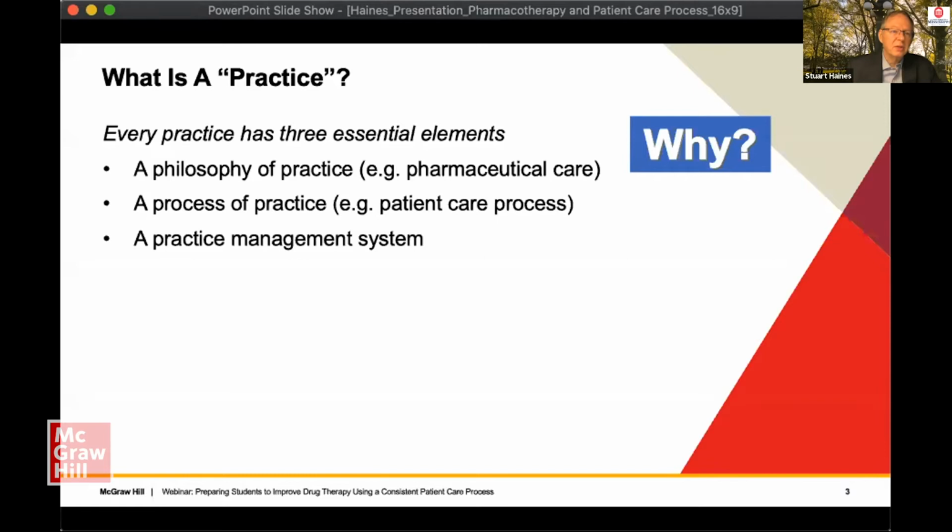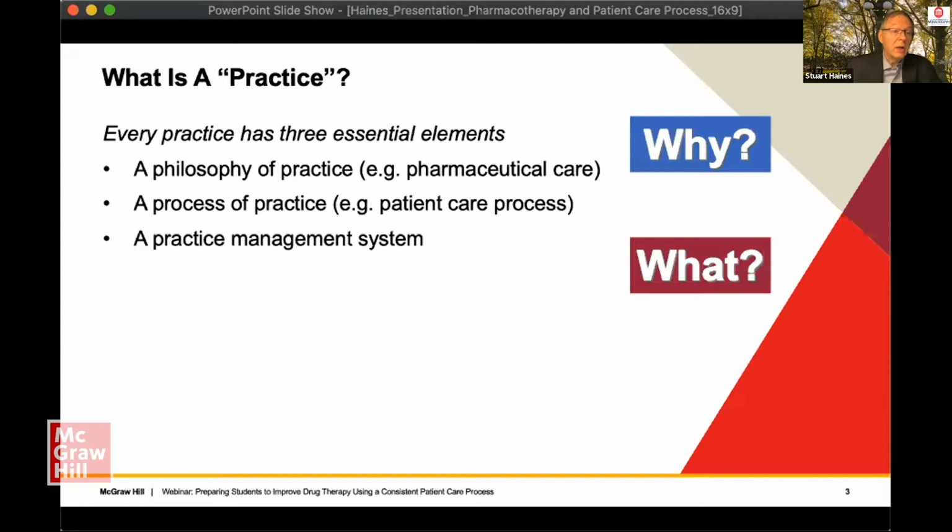And in this regard, I think pharmacy, the United States particularly, but other countries as well, have articulated their vision about what the philosophy of practice should be. And in the US, we usually call this pharmaceutical care. It's the cornerstone. It's a statement of declaration about our commitment to improving patient health outcomes through the appropriate use of medications.